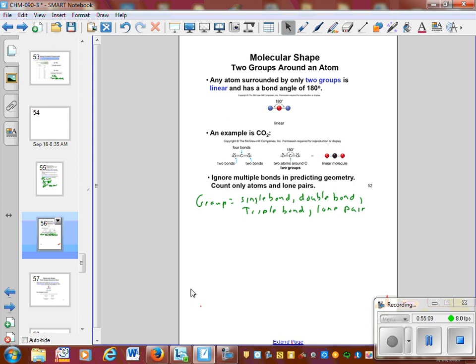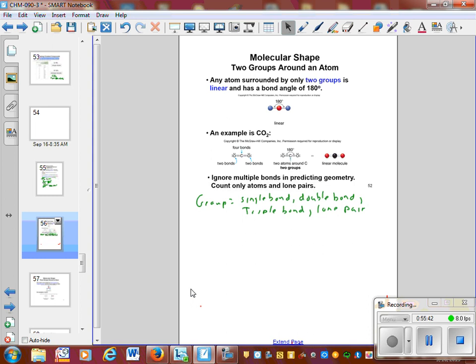So if we go up here and look at CO2, how many groups are on the central carbon? 2. We've got a double bond and a double bond. So there's 2 groups. And we said we arrange 2 groups how far apart? 180 degrees. So the shape of CO2 is linear.